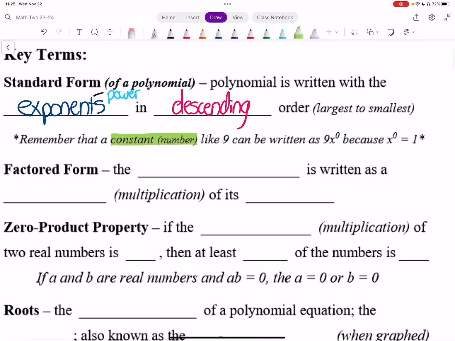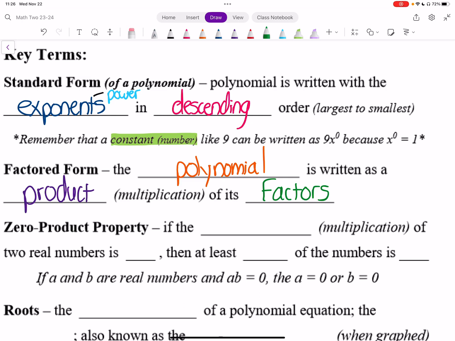Now, what is factored form? This is something that may be kind of new to you, but you have been looking at factored form when we multiply binomials and polynomials. So when a polynomial is written in factored form, that means that it is written as a product, which means multiplication, of its factors. So basically, it's broken down as much as it can be broken down. You'll see a couple examples on the next page of what factored form will look like, but we should basically see a lot of parentheses, meaning there's lots of multiplication going on.